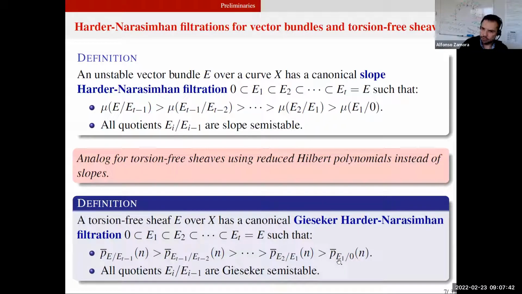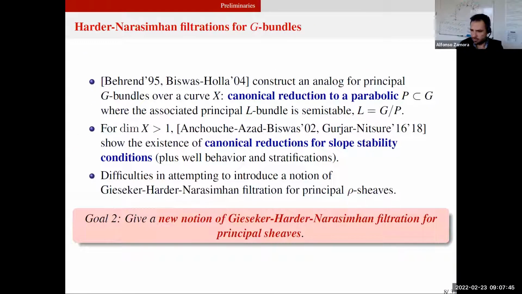This is for vector bundles and torsion-free sheaves, and what happens for G-bundles, for principal G-bundles? So going back to Behrend's results, and then this was Hoyo, they construct the analog for principal G-bundles over a curve, which is a canonical reduction to a parabolic. So the point is that the notion of a filtration is encoded as a reduction to a parabolic of the group G. And then this parabolic gives me a Levi quotient, being P over its unipotent radical this L, this Levi quotient, and the semi-stability of the quotients now turns out to be the semi-stability of the associated principal L-bundle under this quotient.